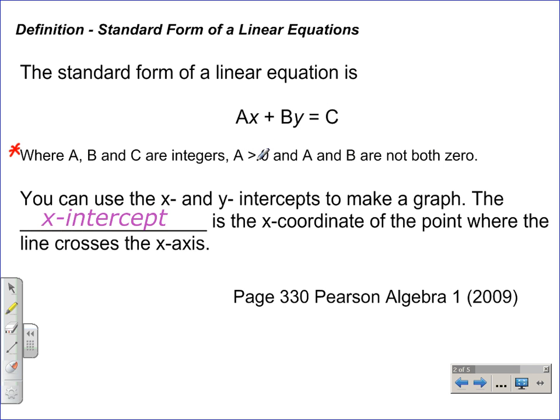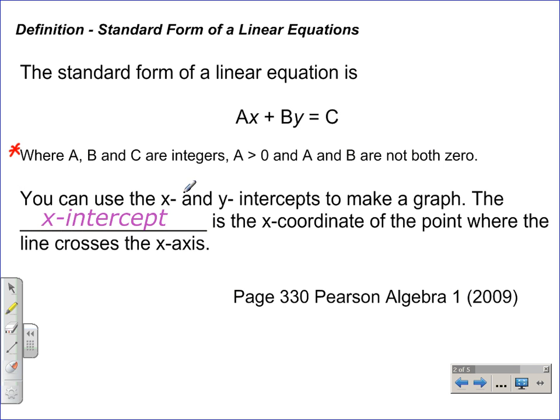A has to be greater than 0 to be in standard form. That means a cannot be negative. Since it's an integer, that makes it have to be a natural number. A and b cannot both be 0 at the same time. If a and b are both 0 at the same time, then we don't have an equation, we just have a point. This bit gets us into graphing.